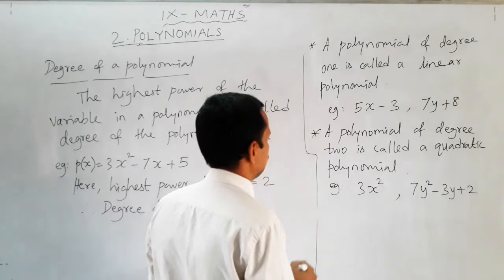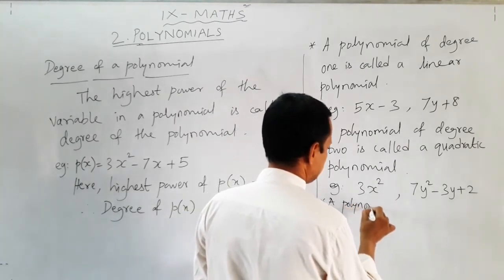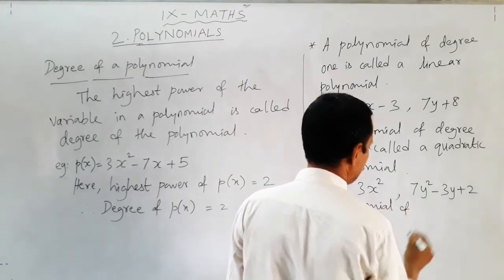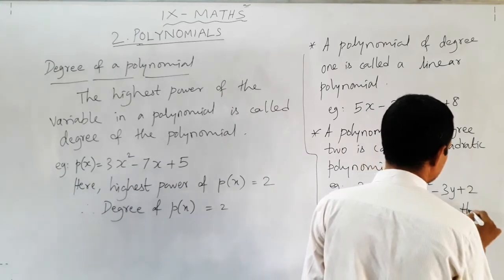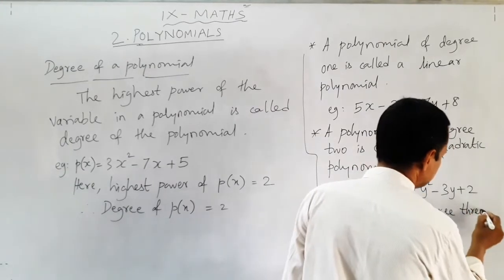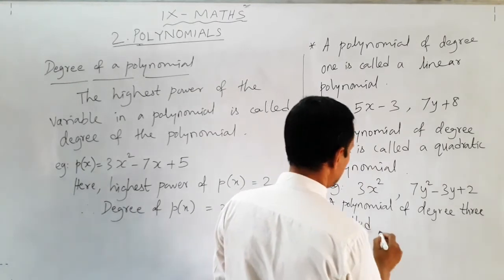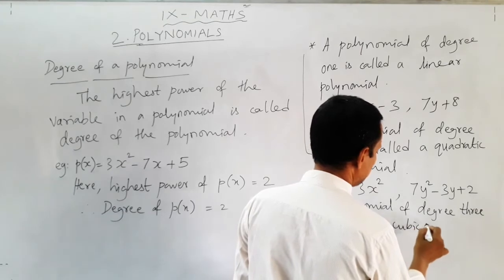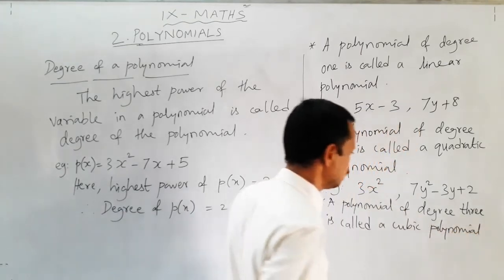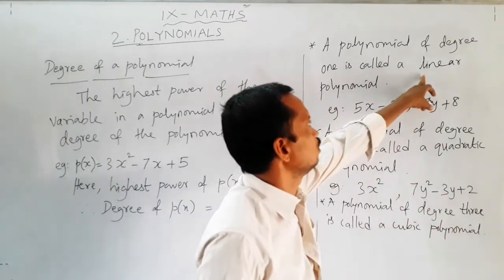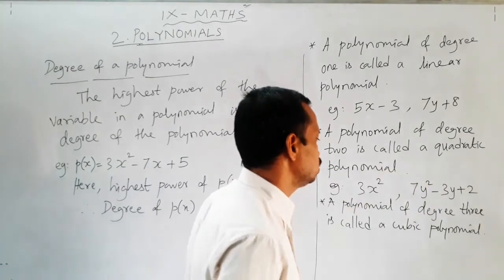And then the third one, a polynomial of degree 3 is called a cubic polynomial. The words you have to remember: linear for 1 degree, quadratic for 2 degree, and cubic polynomial for 3 degree.